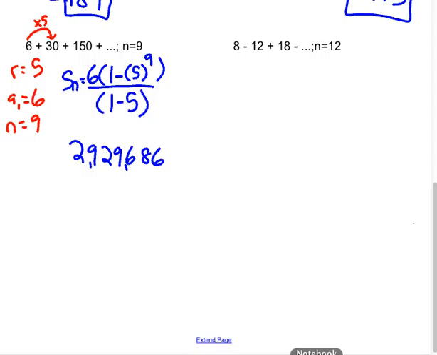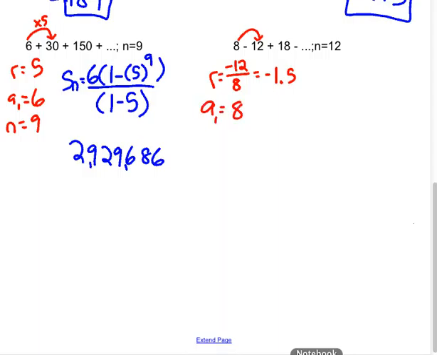All right, and our last one for this page. So this time the rate isn't that obvious, is it? It's not that easy to see 8 times what will get me negative 12. So remember, if you ever don't know, just take the second term, divide it by the first term. So negative 12 divided by 8 is giving me negative 1.5. Okay, so don't forget that little trick. If you can't see the rate, just second term divided by the first term, boom, you've got it.